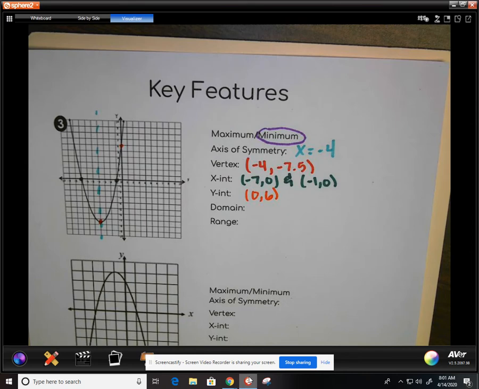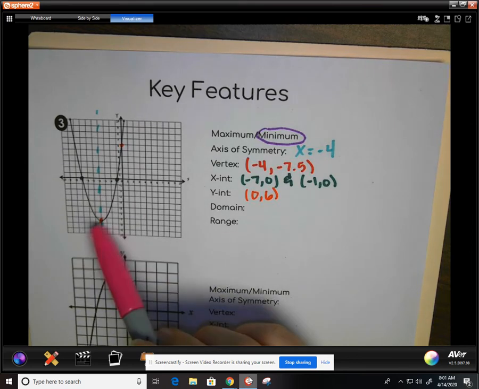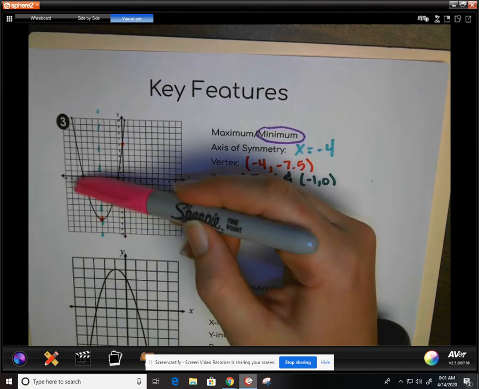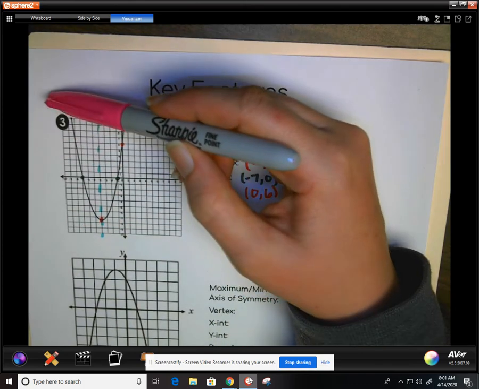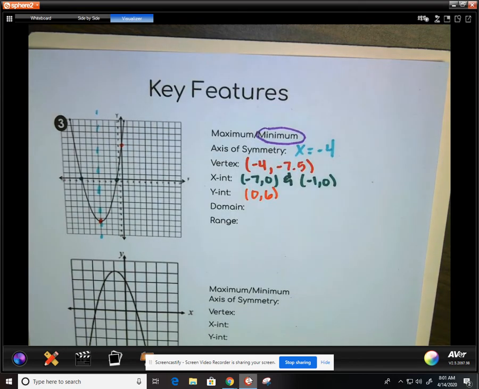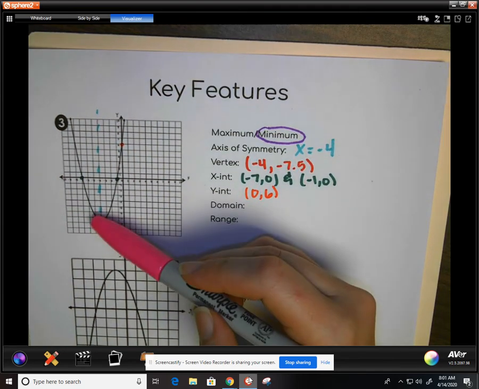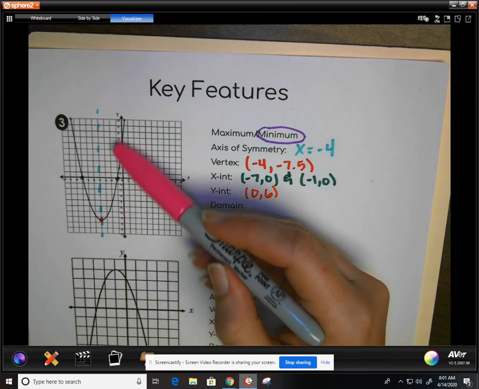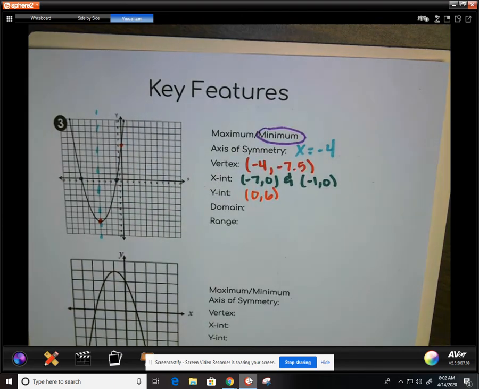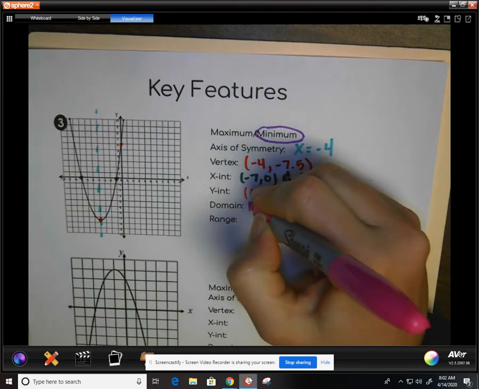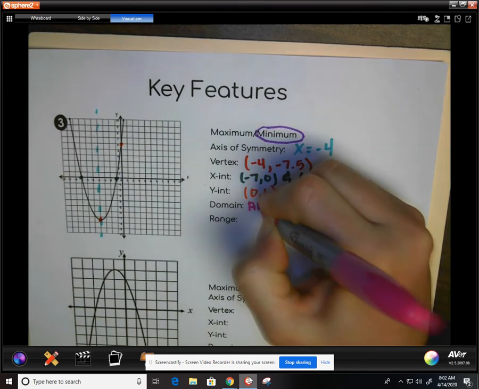Okay, now domain is just how far left and how far right it goes. So if you look at this parabola and you follow it to the left, it's going up forever, but as it's going up, it also goes left forever. So it's going to keep going left forever. And then as I follow it, as it's going to the right, it's going up as it goes to the right, but it's also going right forever. So therefore, your domain will be all real numbers.